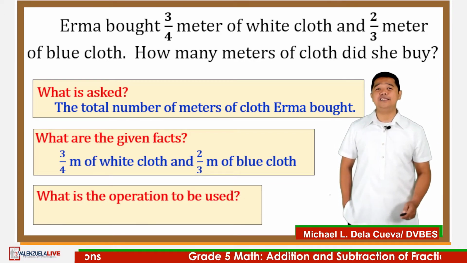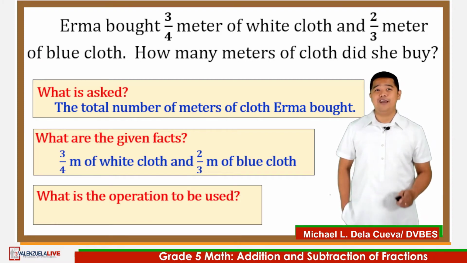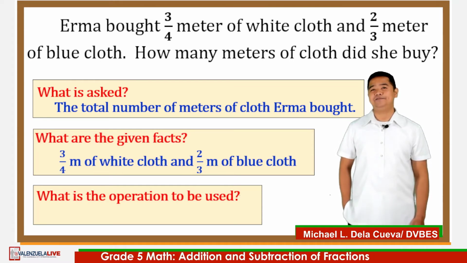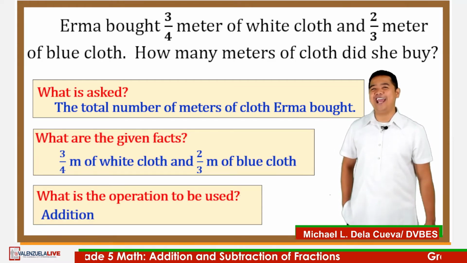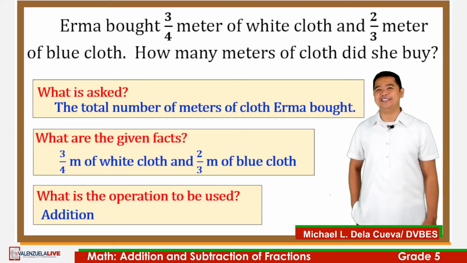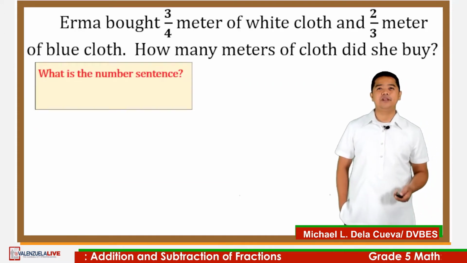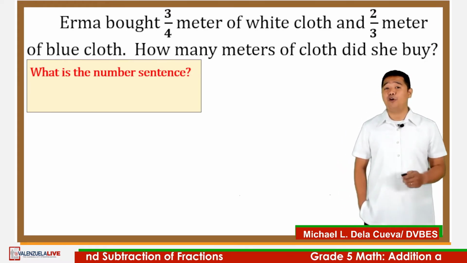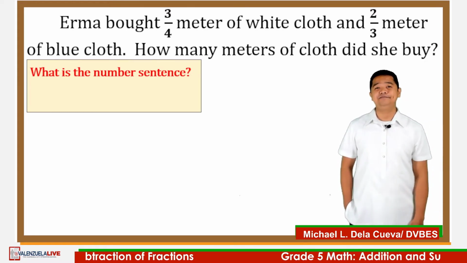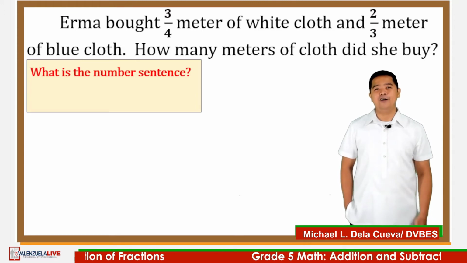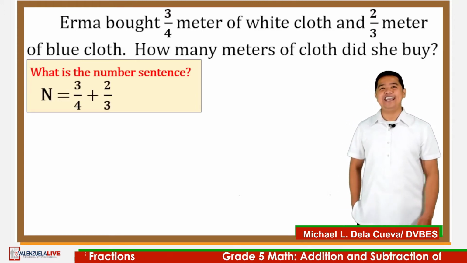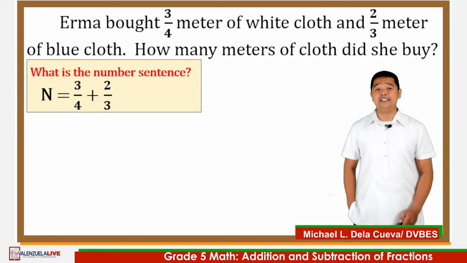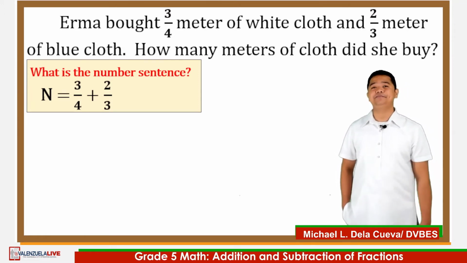And how about the operation to be used? Again, you can use the comment section to answer. You got it right. The answer is addition. And then, how about the number sentence? Can you use the given facts to formulate the number sentence? Okay, very good. N is equal to 3/4 plus 2/3, where N represents the total number of meters.